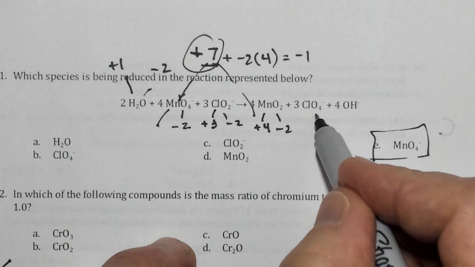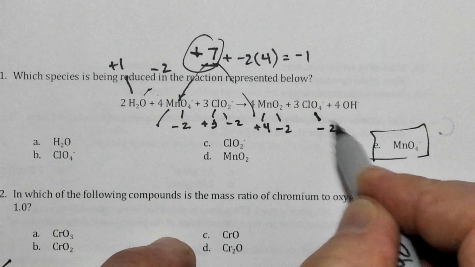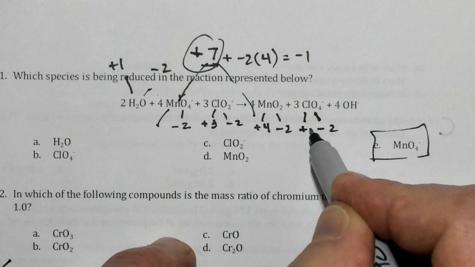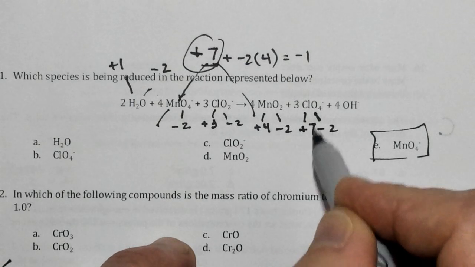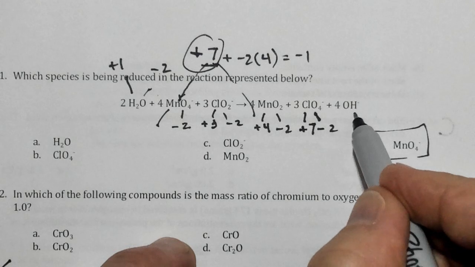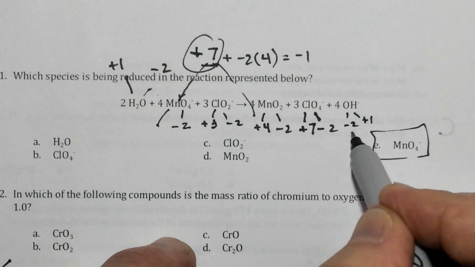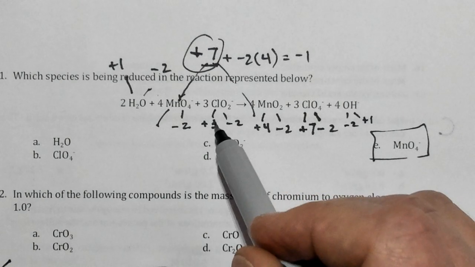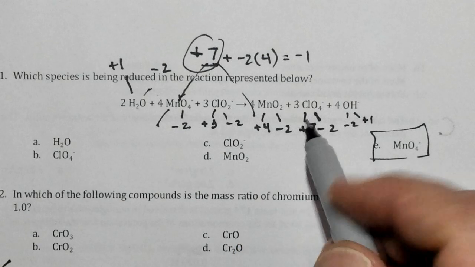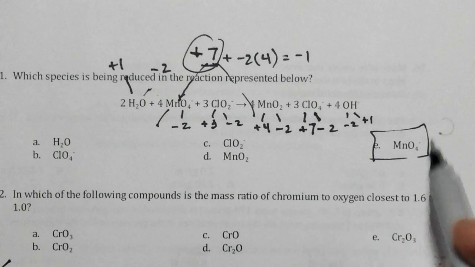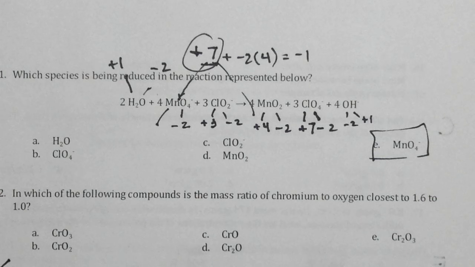And let's just finish it out here. Oxygen right here would be -2, which means chlorine would have to be +7 in this case to get it to be -1. Hydrogen here is +1, oxygen -2. So chlorine would go from +3 to +7, and that would be oxidized because it's going up in charge. So E is my best choice, or is my only choice.